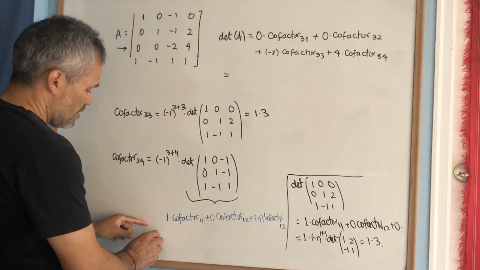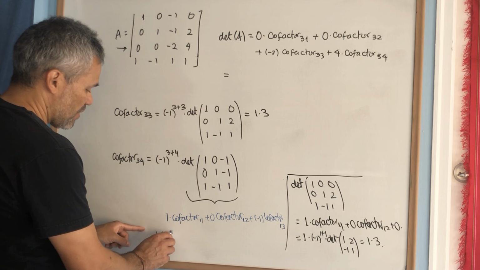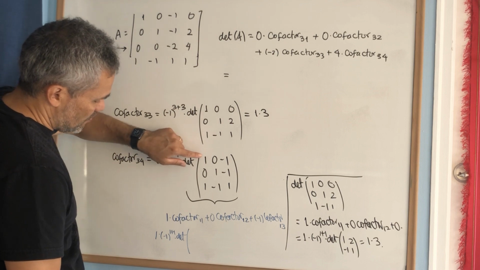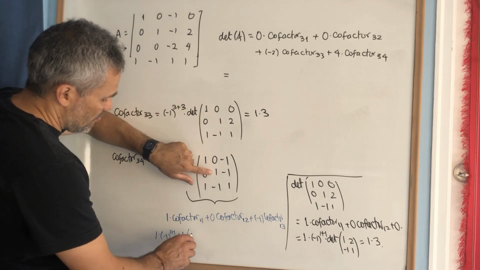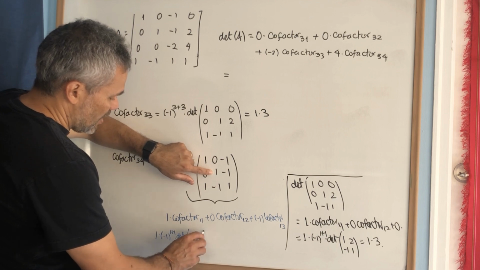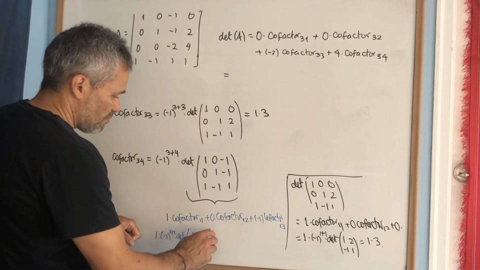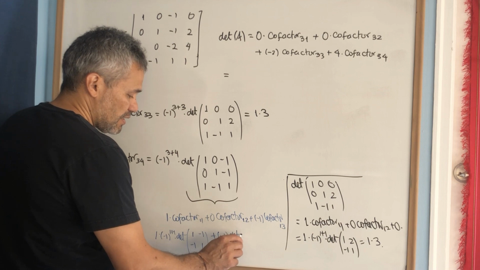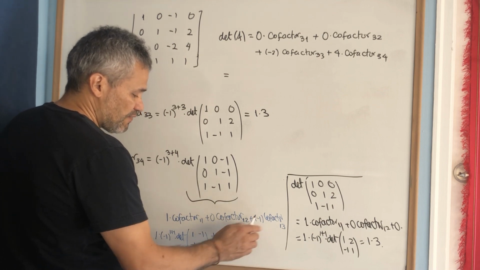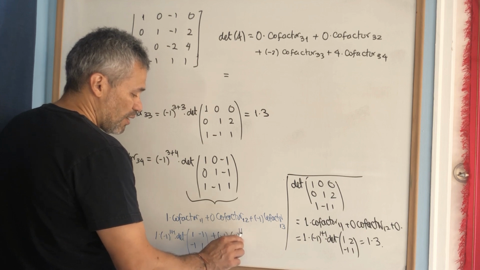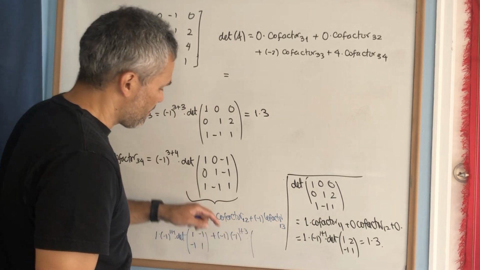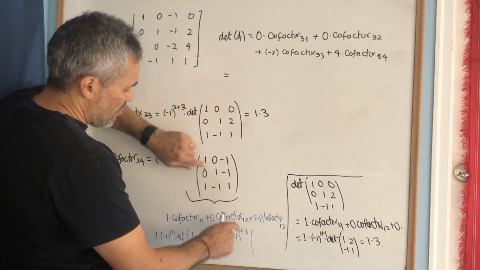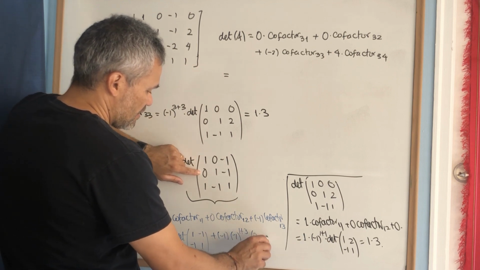The cofactor 1,1, by definition, is negative 1 to the 1 plus 1 times the determinant of the matrix that I get when I remove the first row and the first column, 1, negative 1, negative 1, 1, and then plus 0, which is going to be 0 anyway, and then plus negative 1 times the cofactor 1,3. But by definition, the cofactor 1,3 is negative 1 to the 1 plus 3 times the determinant of the matrix that I get when I remove the first row and the third column, 0, 1, 1, negative 1.